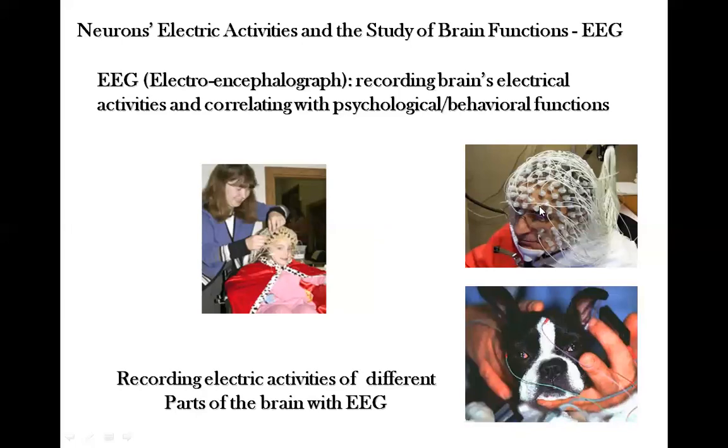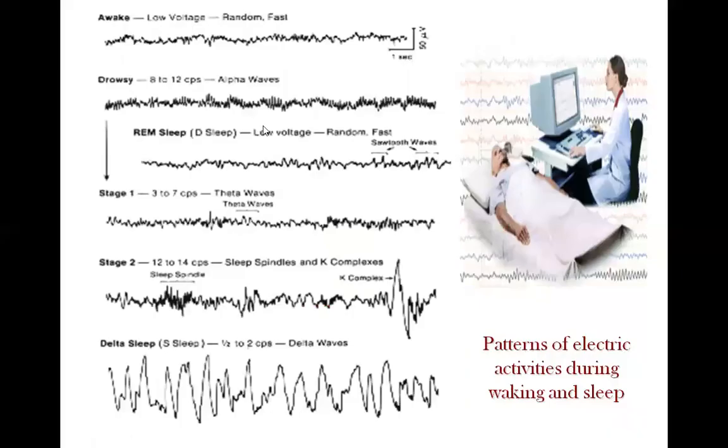With a complex EEG, you can have many electrodes, 30, 60, even more than 100 electrodes. Of course, with more electrodes, you can cover a greater area of the brain. The machine records electric activities in the brain, and you can see the brain's electric activity shows different waveforms, different amplitudes, different frequencies.